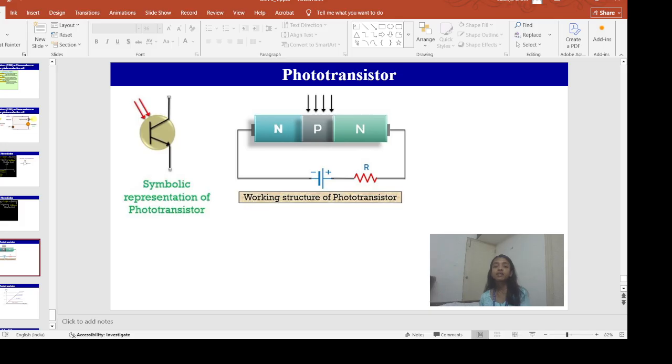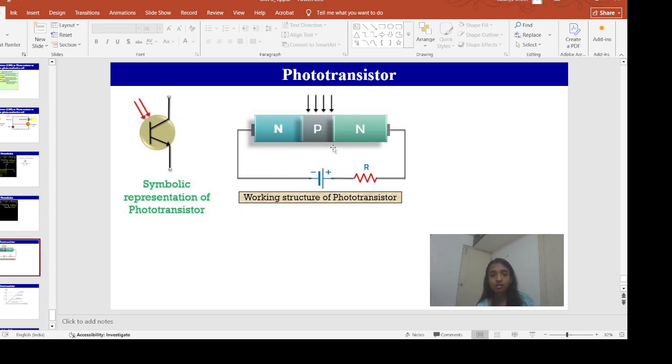Next topic we will discuss is the phototransistor. What is a phototransistor? This is the symbolic representation of the phototransistor, and it is also a photoelectric transducer. It is a device that has the ability to detect the level of the incident light radiation and accordingly change the flow of the electric current between the emitter and the collector.